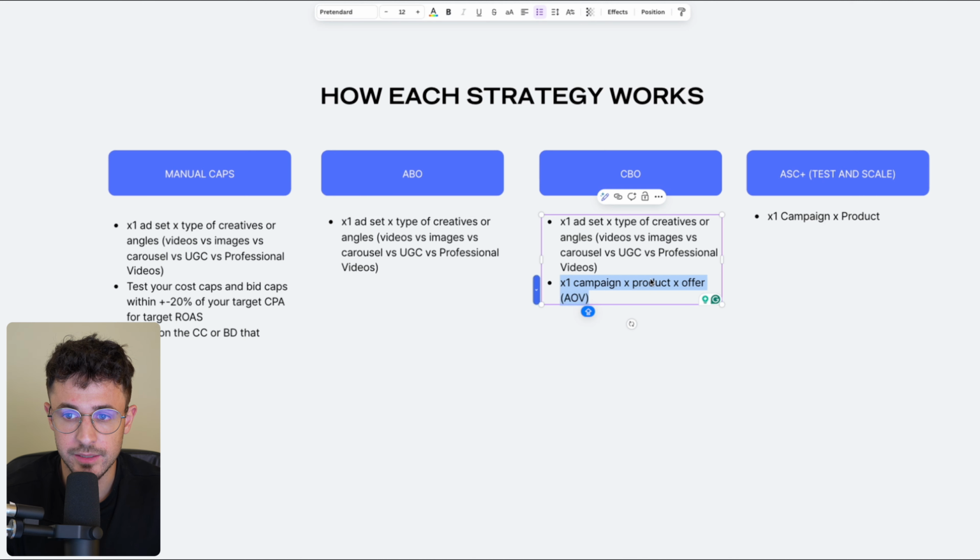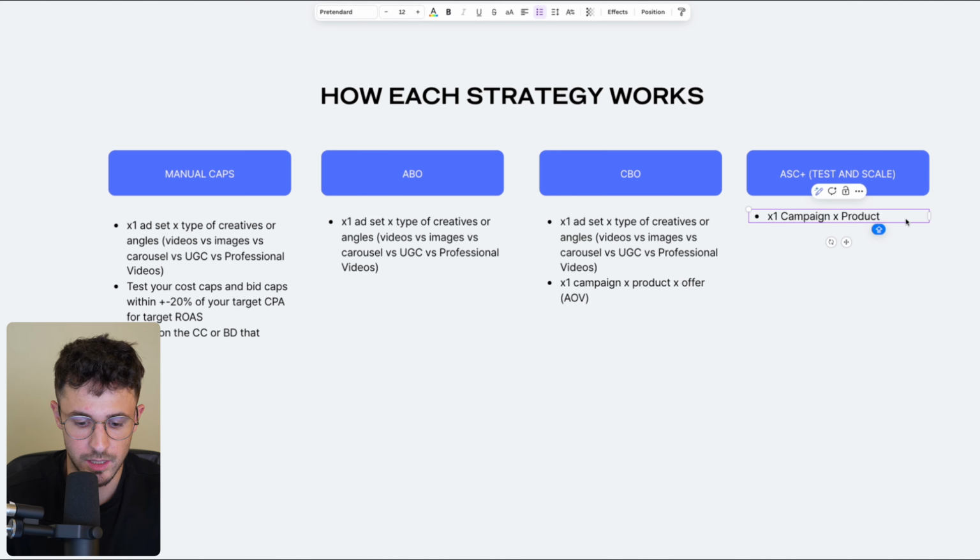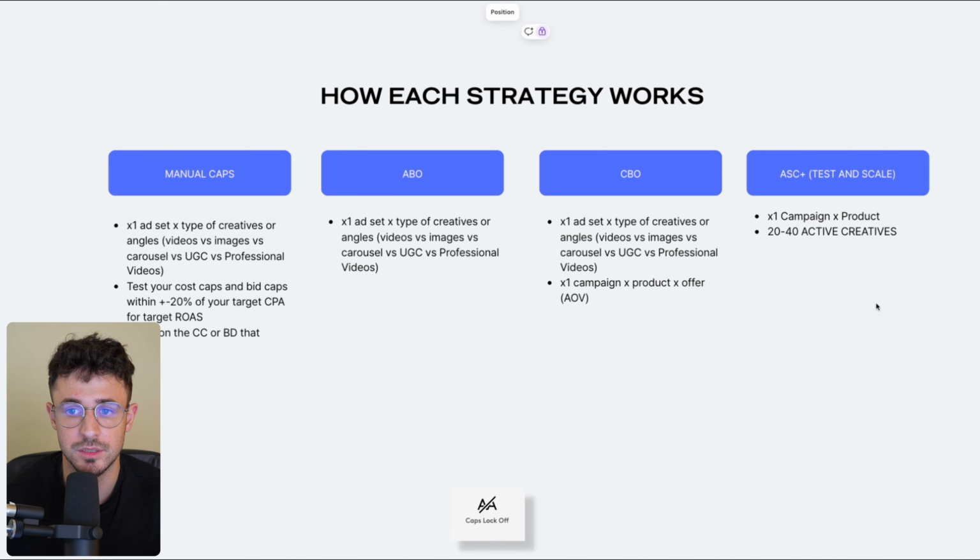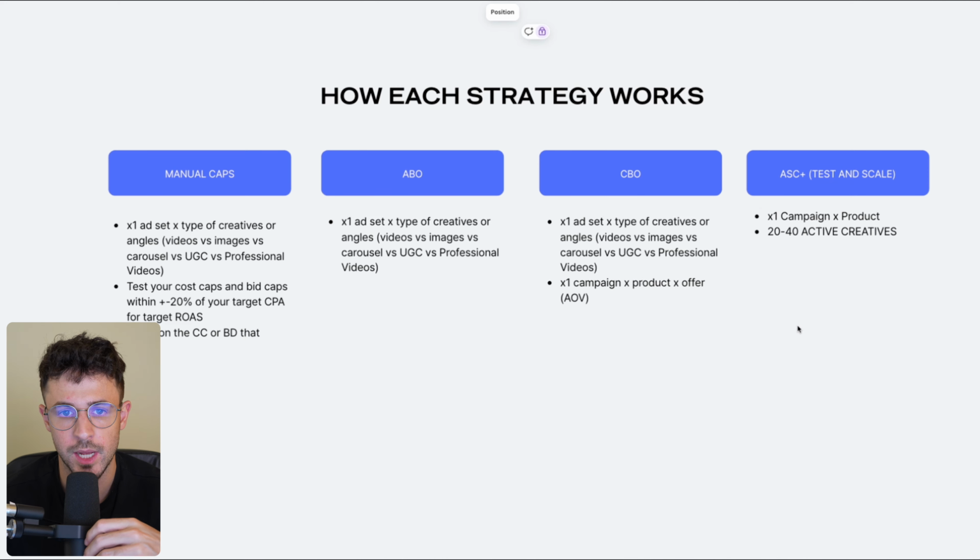And then finally, you have the Advantage Shopping Plus setup, which is very simple. You have one campaign per product, one ad set only, all creatives, all angles inside. Ideally here you want to split videos and images into different campaigns, but you can try with all of them together at first. The goal here is that you want to have 20 to 40 active creatives all together inside one ad set, because this is how it works, and it works very well as well.